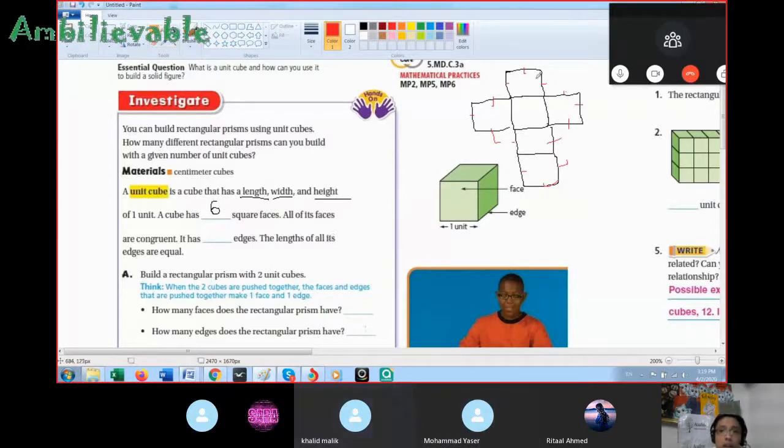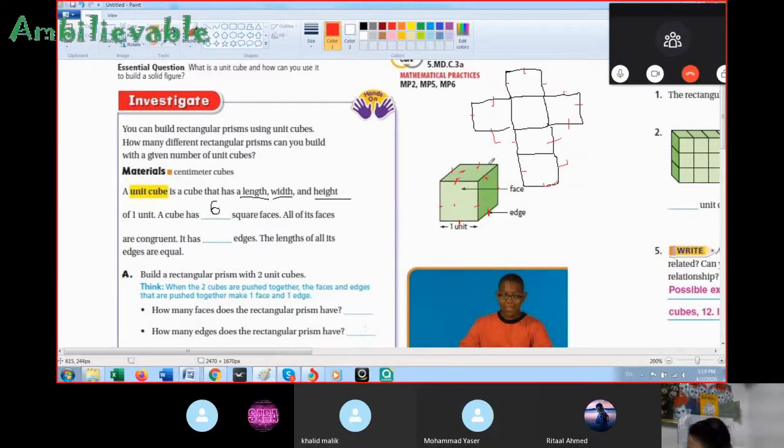Edges are equal. Sorry. Wait, you're going to count the edges when it is closed. Like, for example, 1, 2, 3, 4, 5, 6, 7, 8, 9, 10, 11, 12. There are 12 edges. You're going to count the edges when the cube is closed.